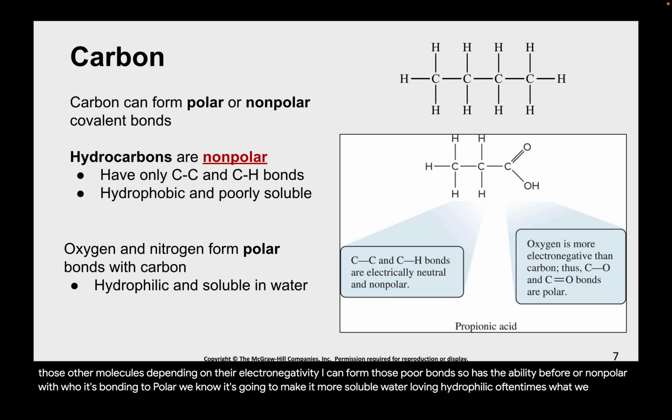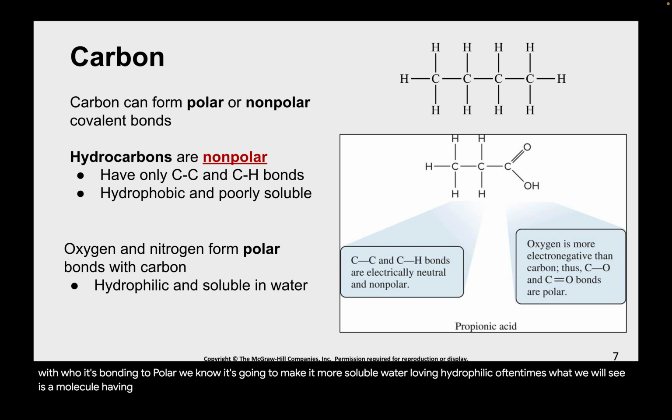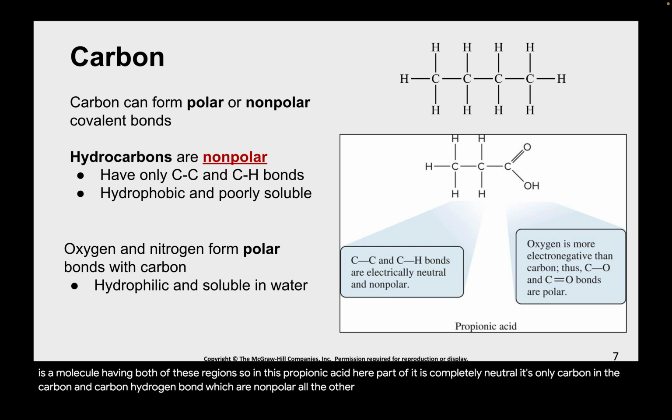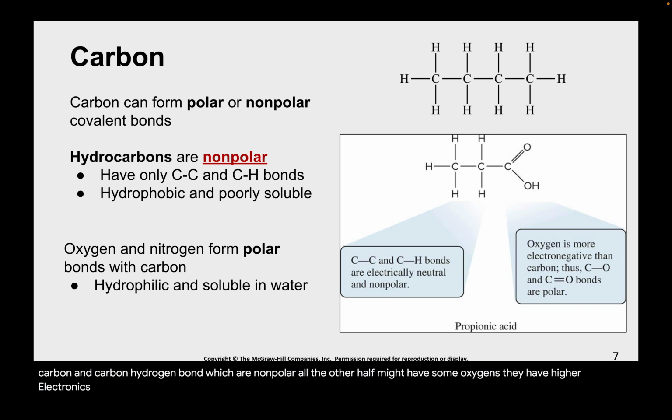Oftentimes what we will see is a molecule having both of these regions. So in this propionic acid here, we see part of it is completely neutral. It's only carbon to carbon and carbon to hydrogen bonds, which are nonpolar. While the other half has some oxygens. They have higher electronegativities. That's going to make this part of the molecule polar.